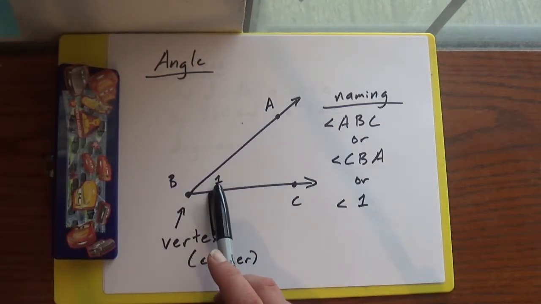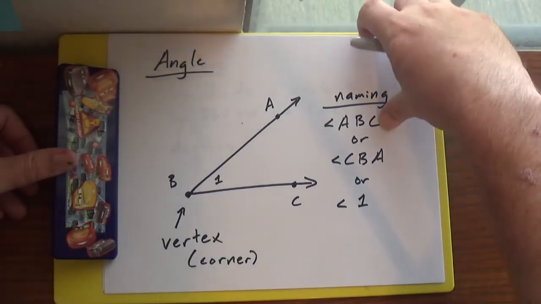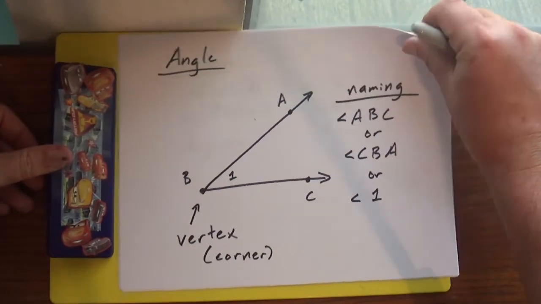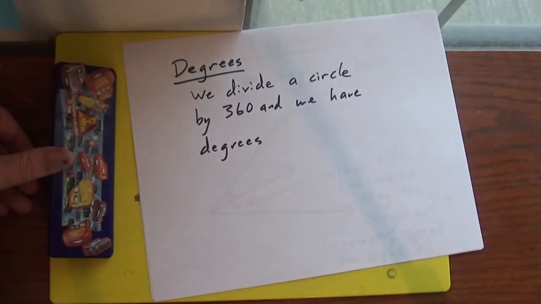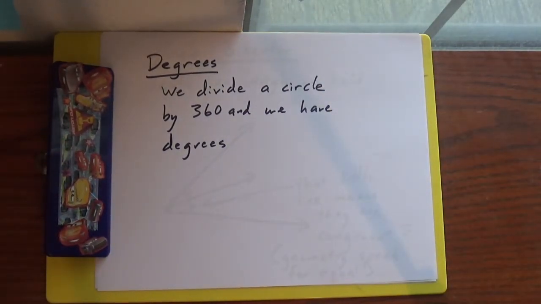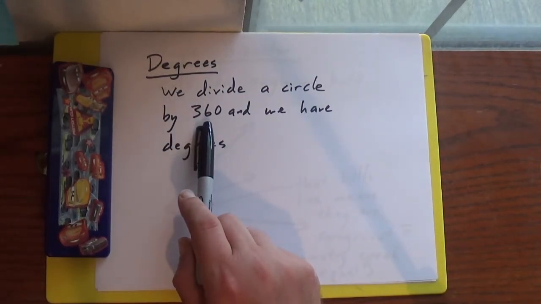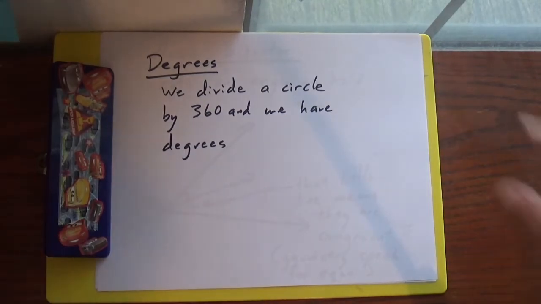Or, since there's a 1 right here, if there's a number there for the angle, you could just call it angle 1. Degrees. We have lots of degrees in geometry. Eventually we'll have radians, but we don't have to worry about that yet. A degree, we just take a circle and divide by 360, and that's a degree.